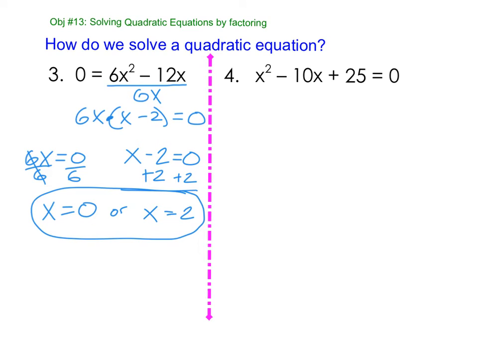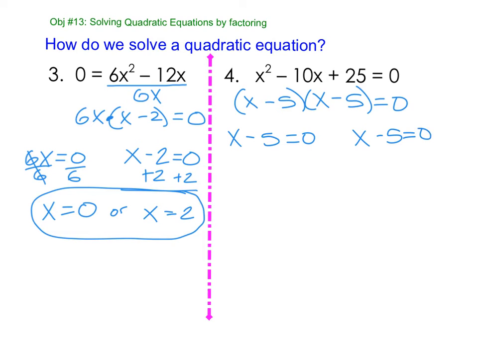All right, number 4. Do this one on your own. So, what multiplies to 25 and combines to negative 10? x minus 5 and x minus 5 equals 0. Set each of them equal to 0. Now notice, how many answers are there? Well, there's kind of 2 answers, but they're the same, right? So this is a special one. When we get to graphing, you'll see why this looks like this. So we just get x equals 5. There's only one solution here.